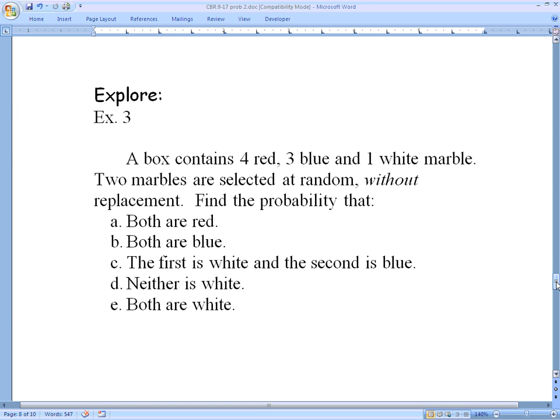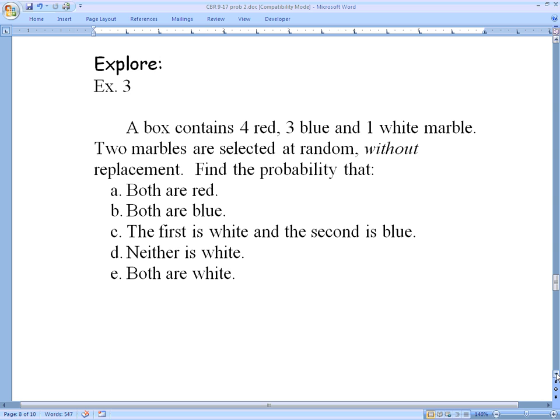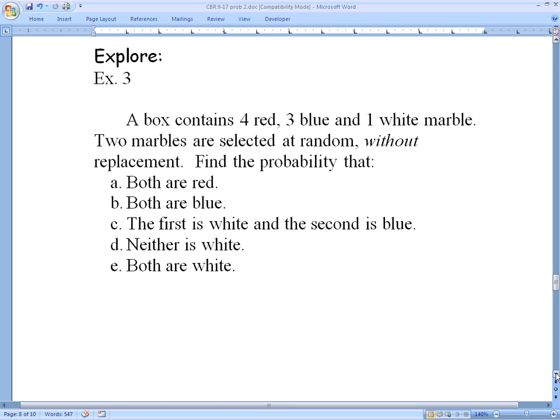Here we have a box. This box contains 4 red, 3 blue, and 1 white marble. We're going to select 2 marbles at random. We're going to pull them out of the box, and we're not going to replace them. We're going to do this without replacement, meaning I take 1 marble out and I keep it. And then we're going to find the following probabilities.